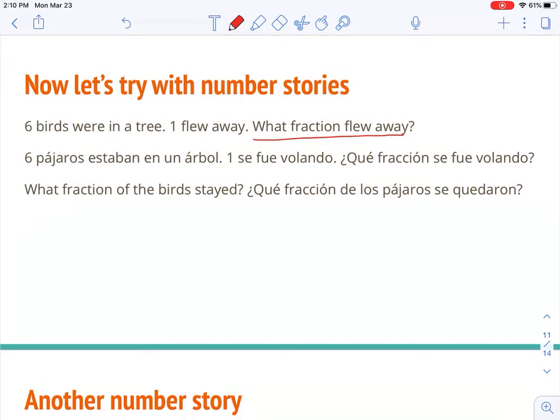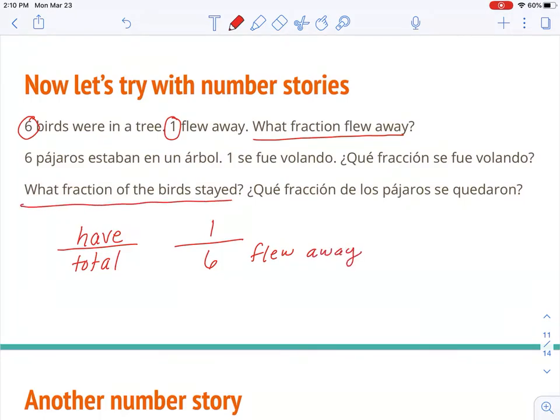Okay, so let's try this. There are 6 birds in a tree and 1 flew away. What fraction flew away? All right, that's our first question. So we know we have 6 birds and 1 flew away. Our question is, what fraction flew away? So remember, on a fraction, the bottom number is your total and the top number is what you have, whatever the question is asking. So let's see. We have 6 birds in all. 1 flew away. So 1/6 of the birds flew away.